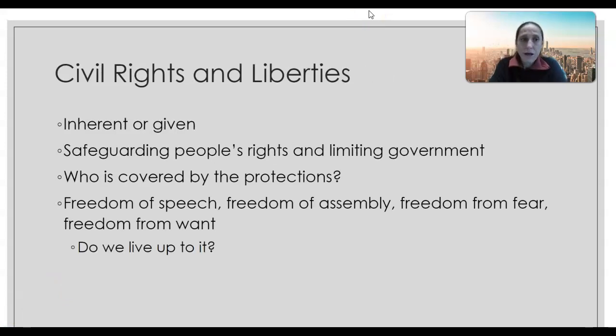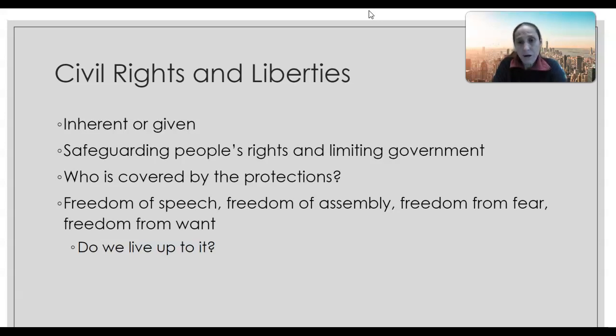Next, we need to consider civil rights and liberties. There's this idea that civil rights and liberties are inherent to us being people, to us being citizens, to us living in a certain place, or they are given. And it's a small difference, but the big meaningful difference between those two approaches is that if they are inherent, then there is a duty of the government to protect our civil rights and liberties. If they are given, then maybe there is still a duty of the government to protect what we were given, but it also suggests that there could be some flexibility in interpretation or things could change a little bit.